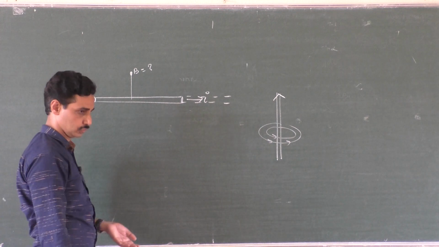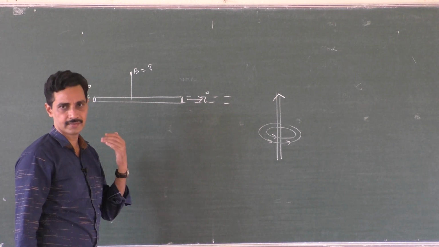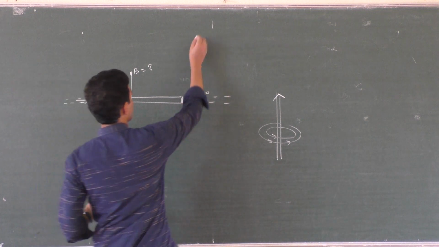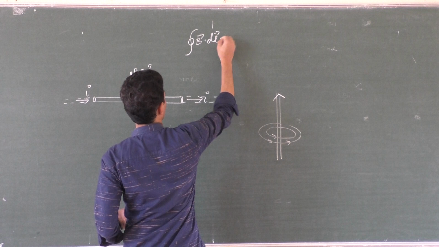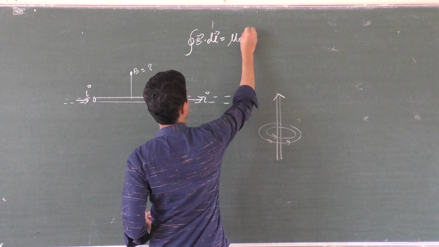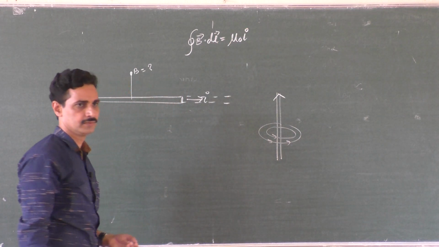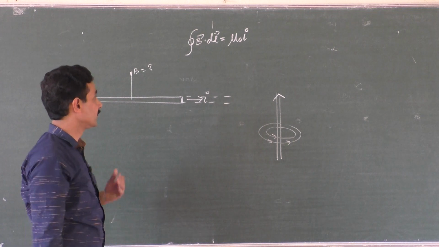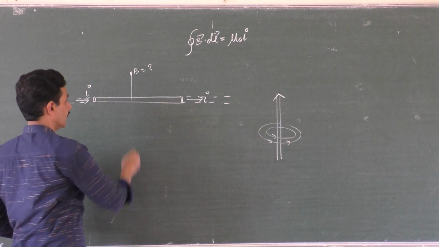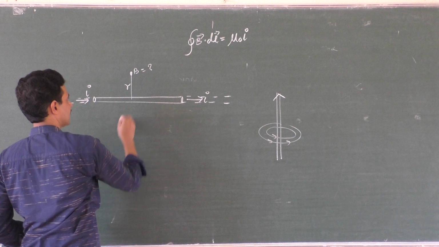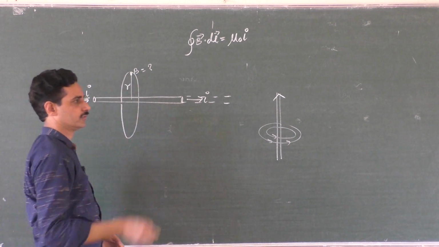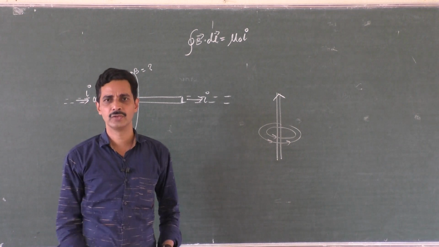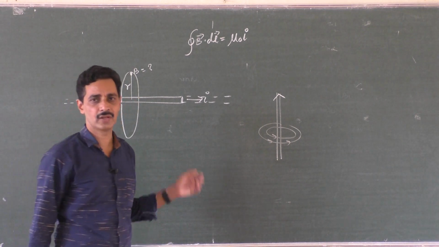According to Ampere's circuital law, the closed line integral of B dot dl is equal to mu naught times the net current enclosed in the area bounded by the curve in the closed loop. What do you mean by that? Around the conductor at the same distance r, you imagine a loop like this, so that the conductor passes through the loop. A circular loop is a better choice here.